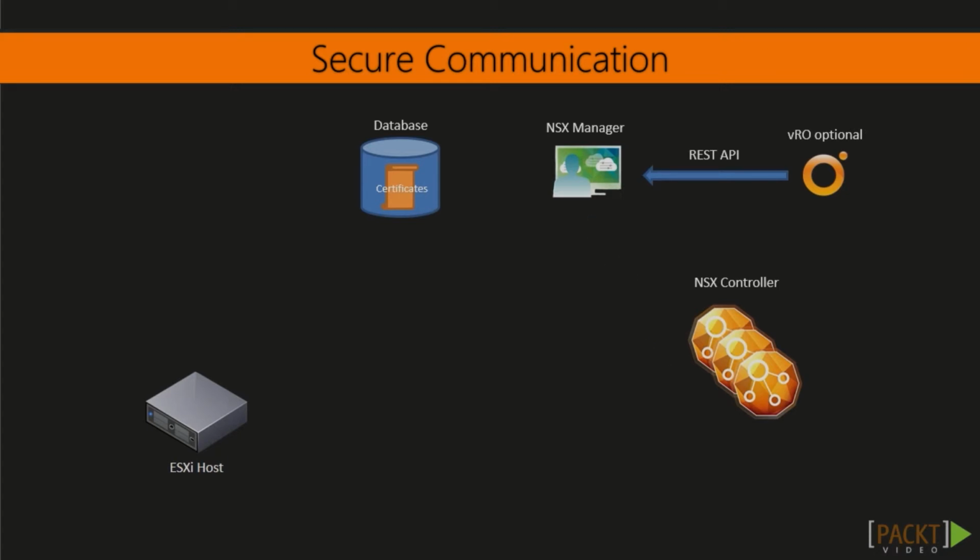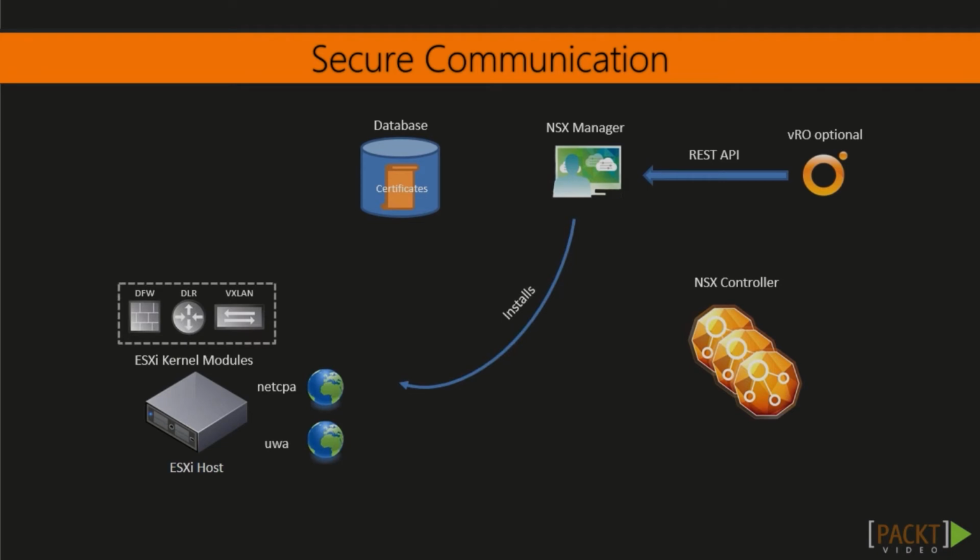After they have been deployed, the NSX manager is used to install all the components on the host. So again, we have the 3 kernel modules, the DFW, the DLR, and the VXLAN, and the 2 communication agents, the NetCPA and the UWA. After the installation is done, the NSX manager uses an API call to the NSX controller, and the NSX controller switches to SSL over HTTPS communication, therefore using the self-signed certificates. So these certificates can't be exchanged, and it's not necessary to change them because it is infrastructure internal communication only.